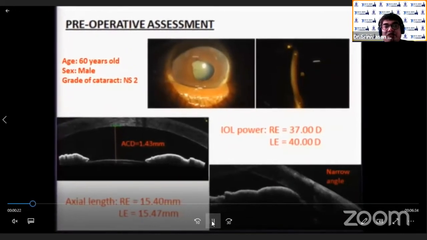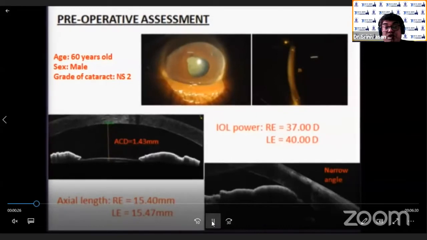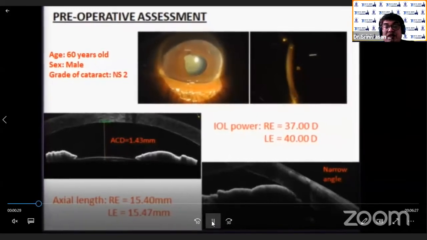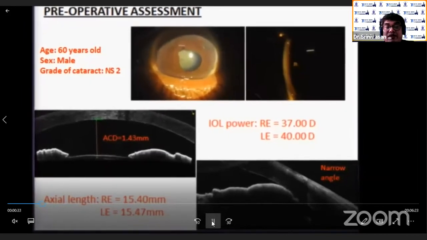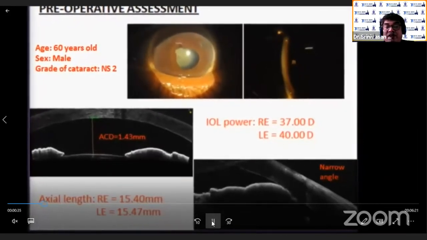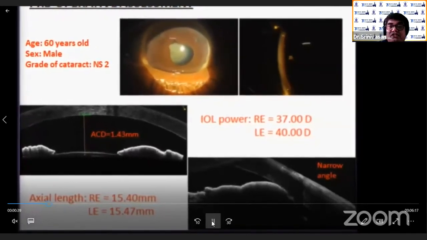It's a 60-year-old male patient with a grade 2 NS2 cataract. The anterior chamber depth is 1.43 millimeter in this patient, and there is a narrow angle. As you see, the axial length is less than 21 millimeter, that is, the right eye is 15.4 and the left eye is 15.4 millimeter. All these things are going to produce very difficult situations.